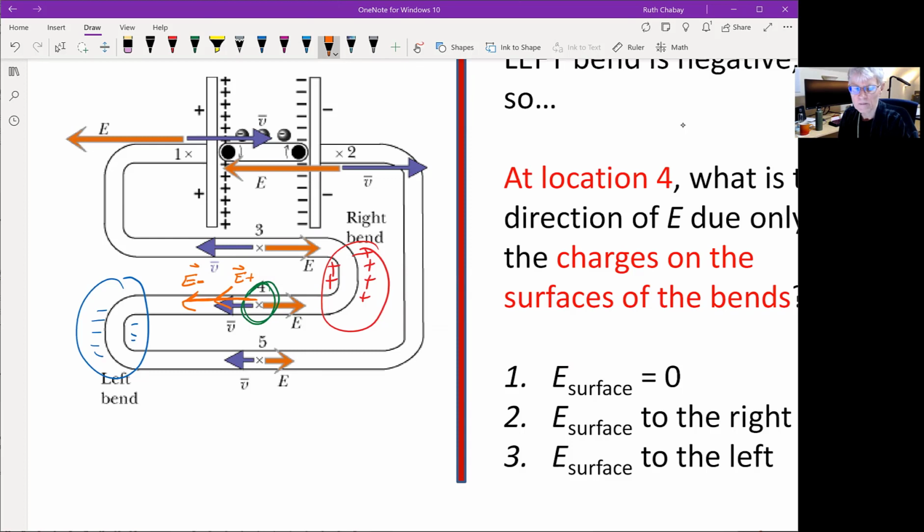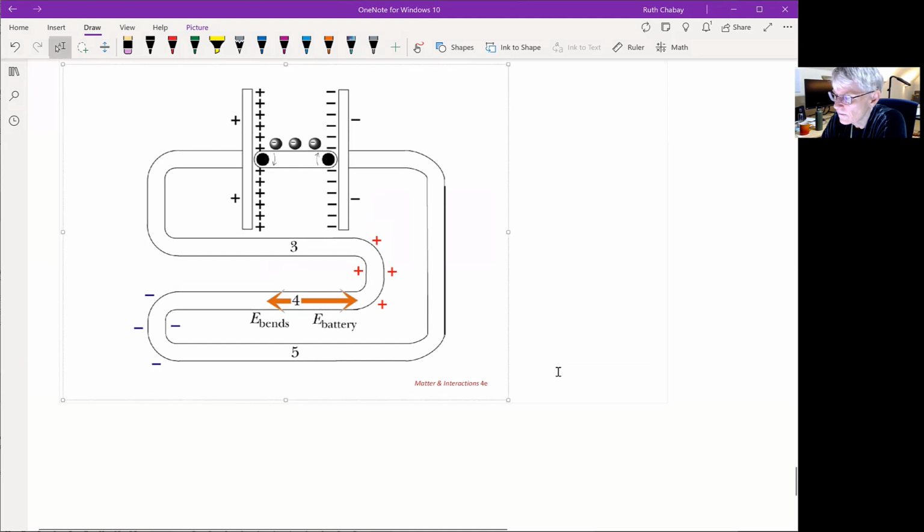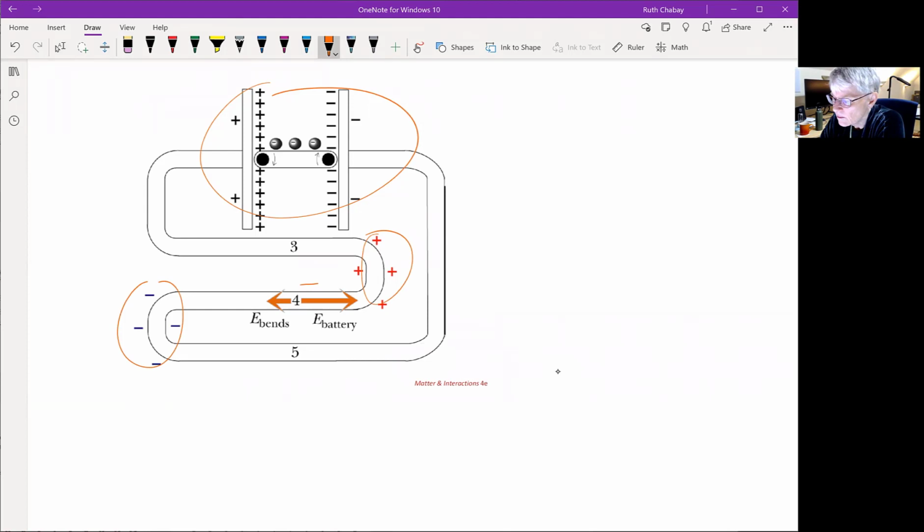So it looks to me like at this location, in addition to the field from the charges on the battery, we now have an additional field due to these charges that have piled up on the bends of the wire here, like this. So now the net field at this location, which is the sum of the field due to the charges on the battery and the charges on the bends, is actually going to be a little bit smaller. Still in the wrong direction, so charges are still going to keep moving in the wrong direction, but less.